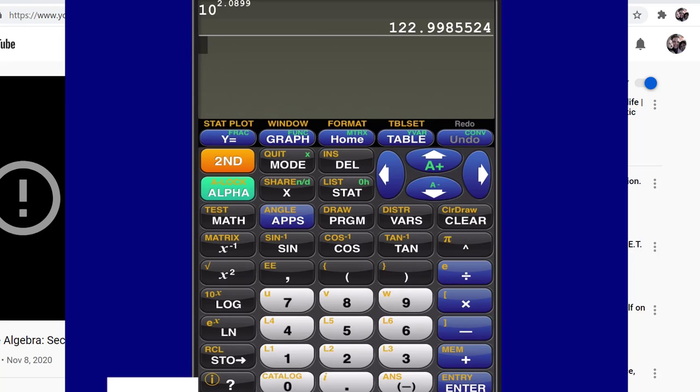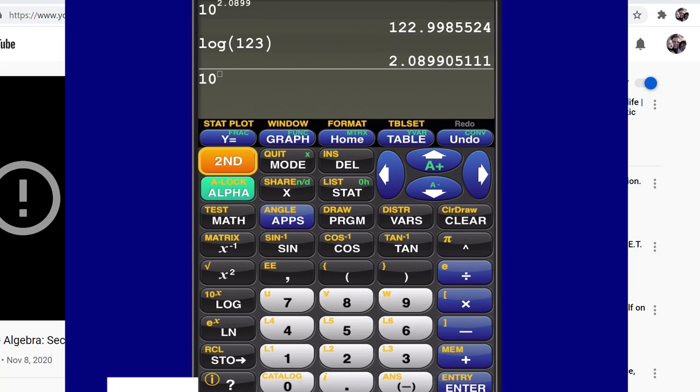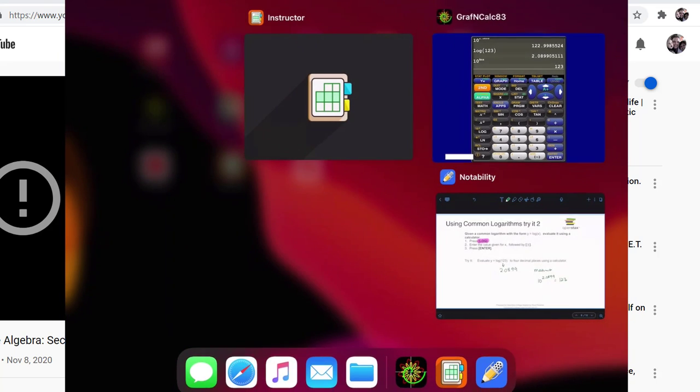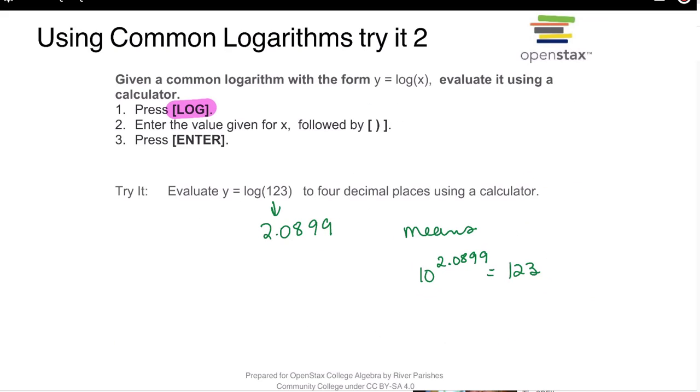The reason that it's slightly off is because I rounded and dropped off part of that answer. If I substitute the full answer in, so I'm actually putting that number in as the exponent, you do get 123. So that's how you use the calculator. Now, again, the calculator is only good for log base 10.